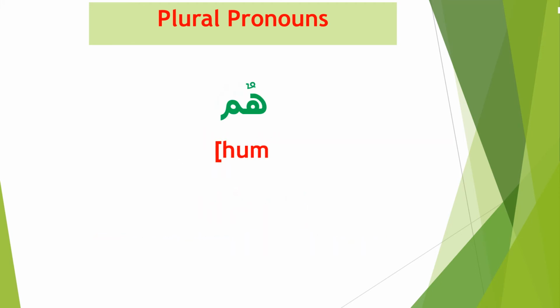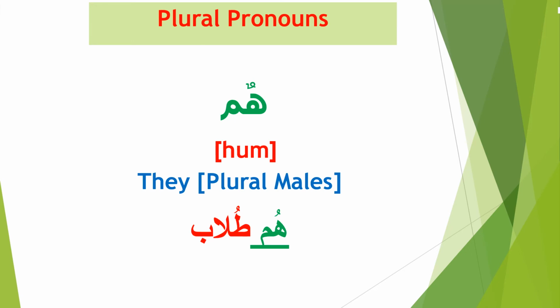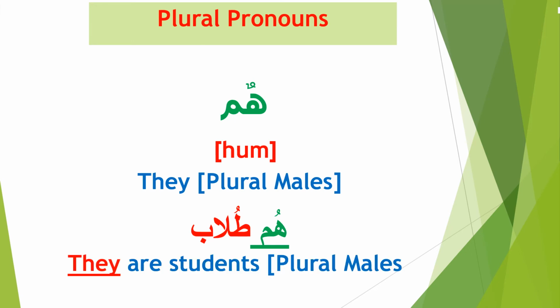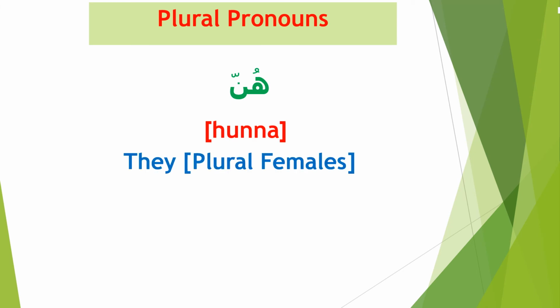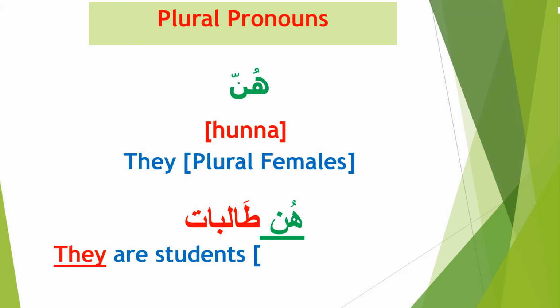هم, they, for plural males. Example: هم طلاب. They are students. هن, they, for plural females. Example: هن طالبات. They are students.